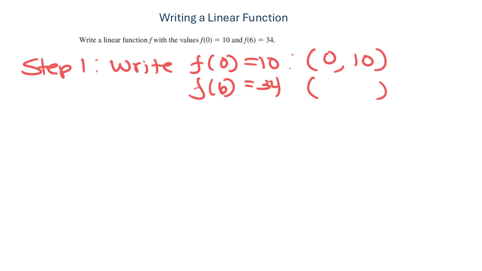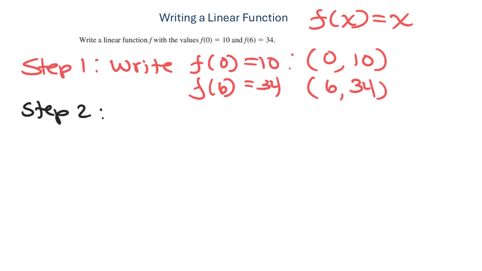Do you guys remember the parent? The parent was what? F of x equals x, correct? So who's x here? 6. And who is y? 34. So those are new points. So in step 2, what am I going to do? I already identified our points based on what was given in the question, okay? Step 2, I'm going to do what?